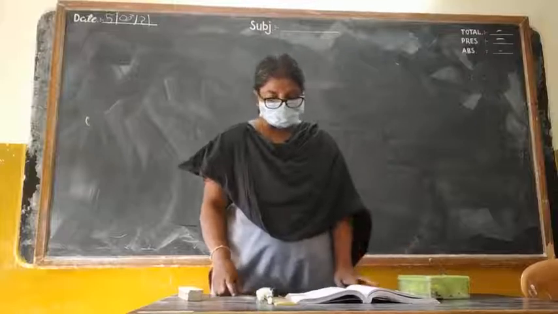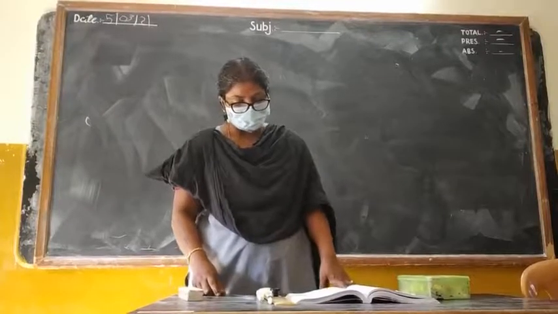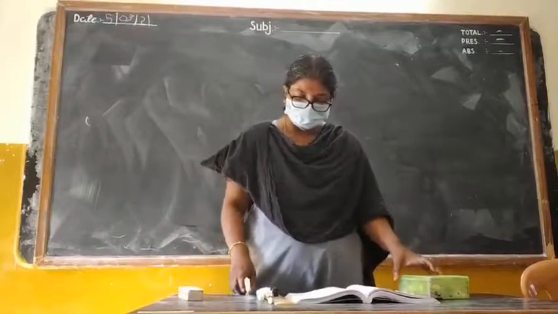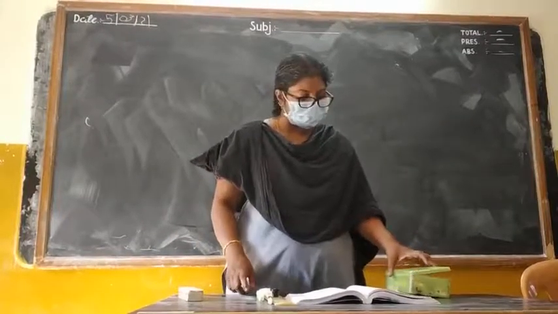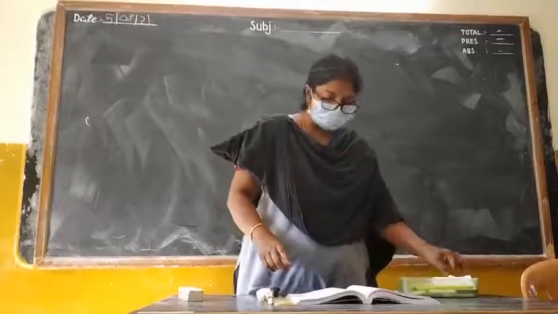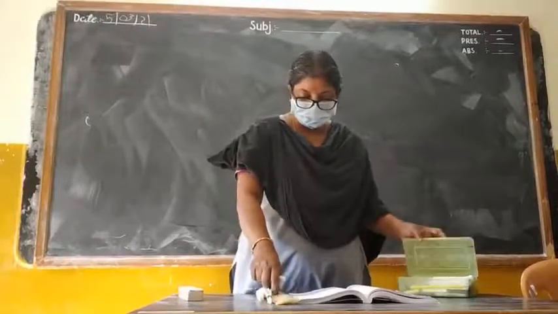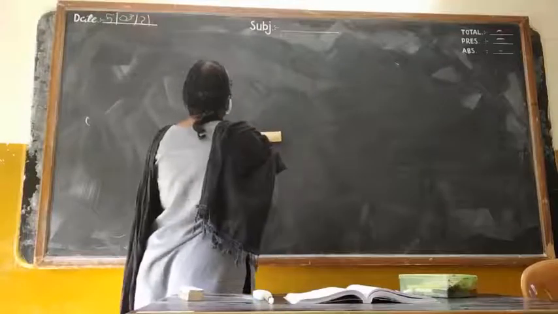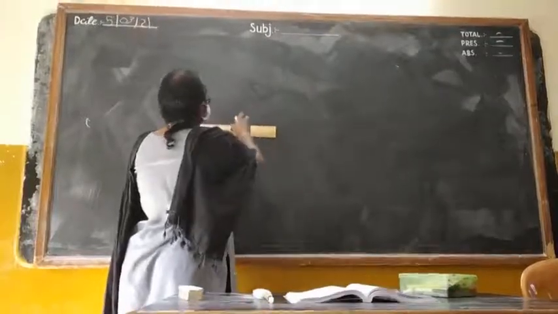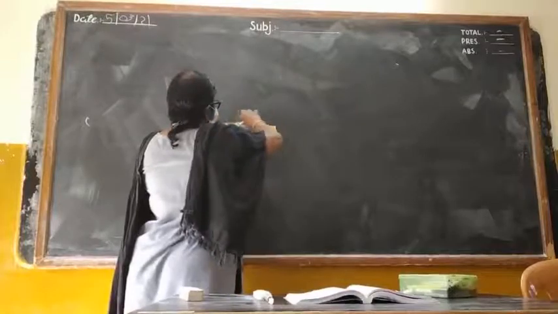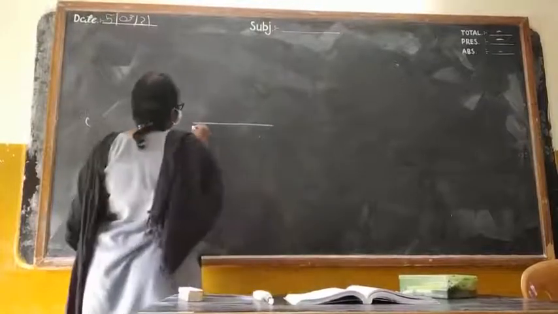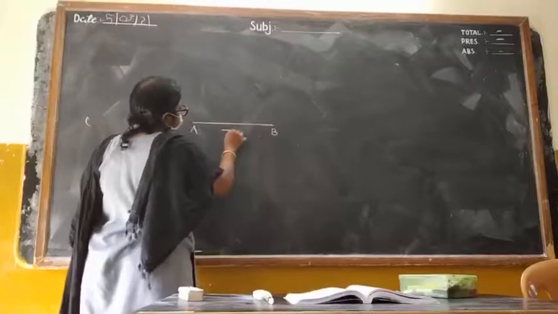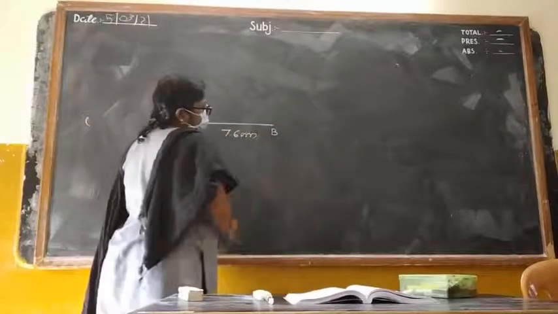One. Draw a line segment of length 7.6 and divide it in the ratio 5:8. Measure the two parts. So first, draw the line segment. Okay, so 7.6 we have to draw. So 7.6, let us mark that one is equal to 7.6 centimeter.